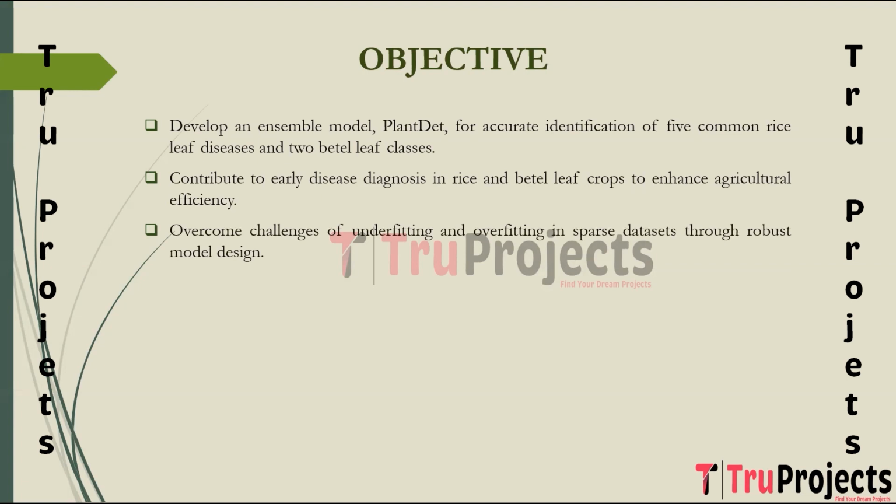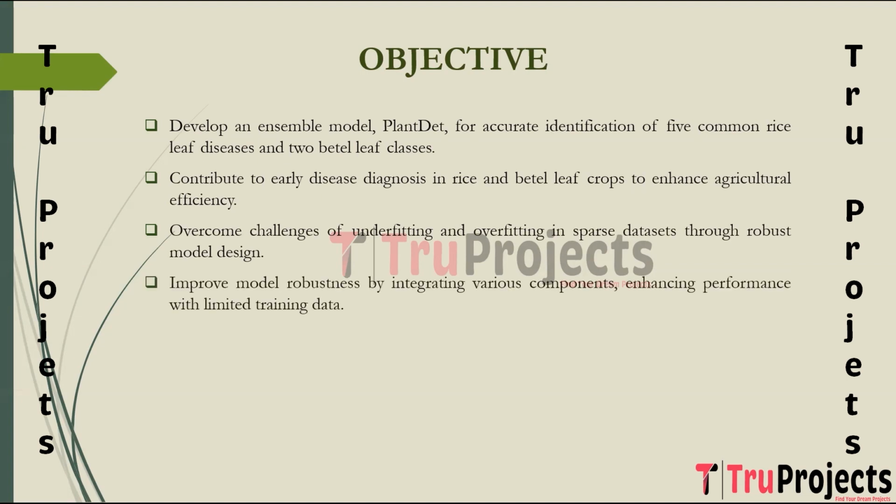PlantDet is designed to overcome challenges related to underfitting and overfitting, which are common issues in the context of sparse datasets with a limited number of diverse background images. The objective is to create a robust model that maintains high performance levels even with the scarcity of training data. The project aims to improve the robustness and overall performance of the model by integrating various components, including efficient data augmentation, pre-processing techniques, global average pooling layer, dropout mechanism, L2 regularizers, PReLU activation function, batch normalization layers, and additional dense layers. This comprehensive approach contributes to the model's ability to handle diverse challenges in disease detection.